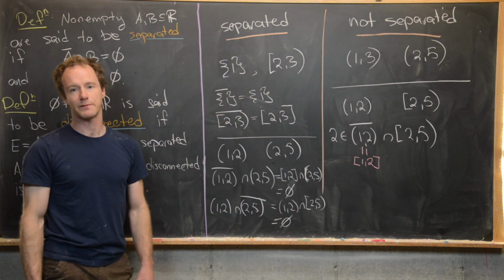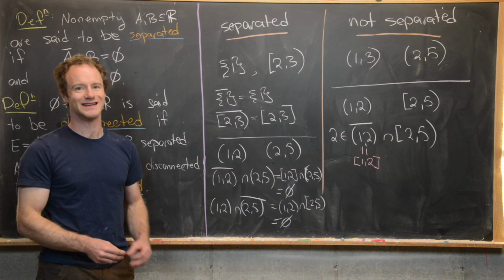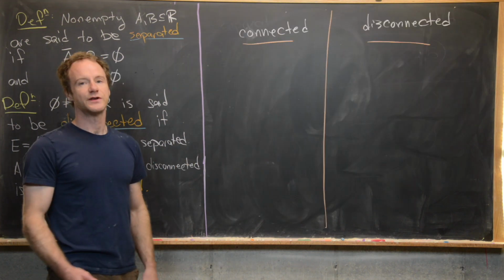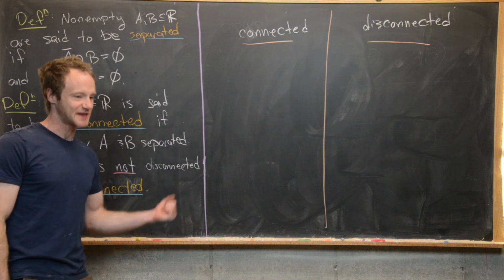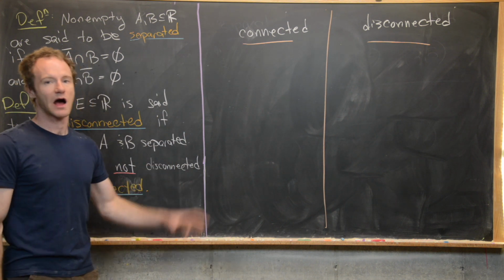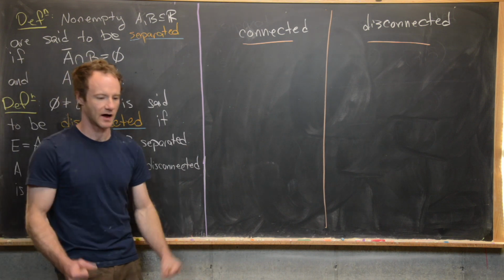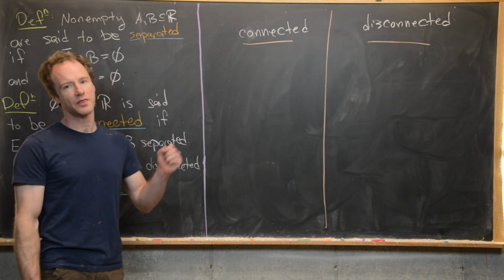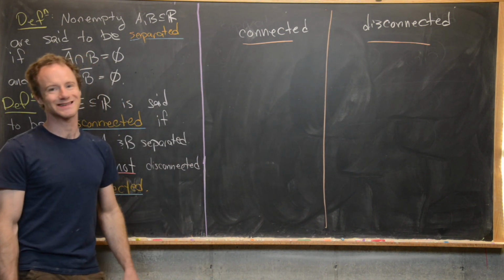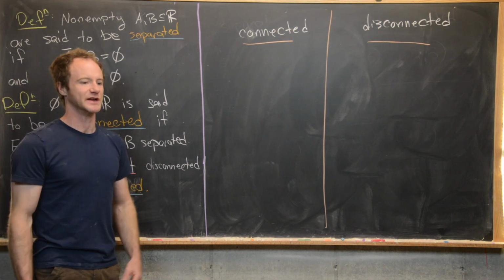Okay, I'll clean this up and we'll look at some examples of connected and disconnected sets. Now that we've looked at some examples of separated and non-separated sets, I want to look at some examples of connected and disconnected sets in the real number line. But I want to warn you that on the real number line, the notion of connectedness is not super interesting.